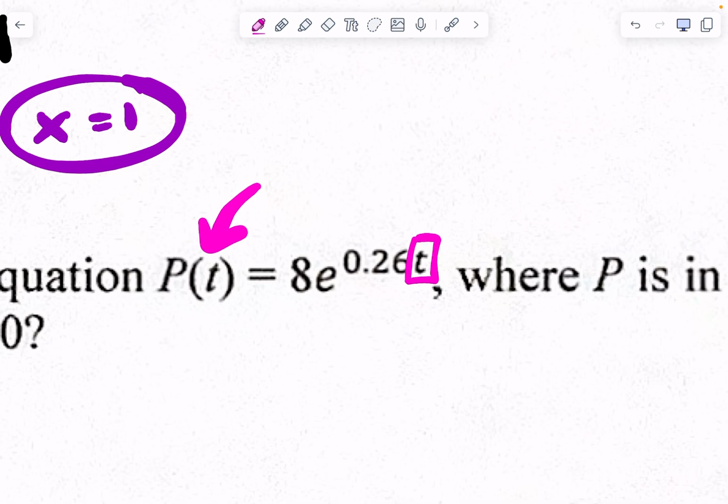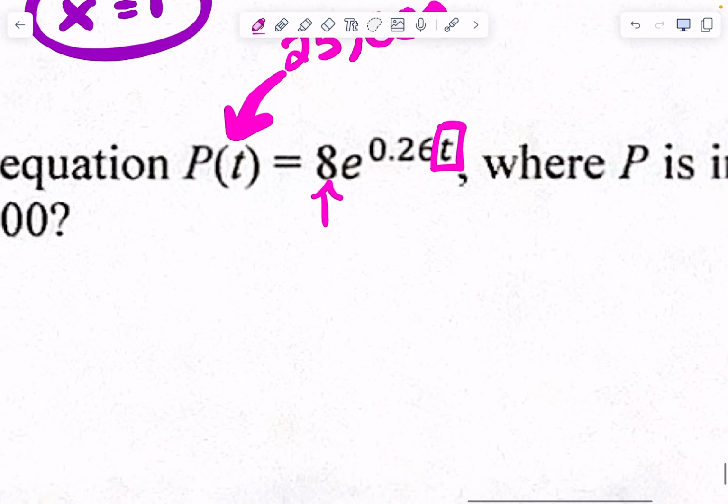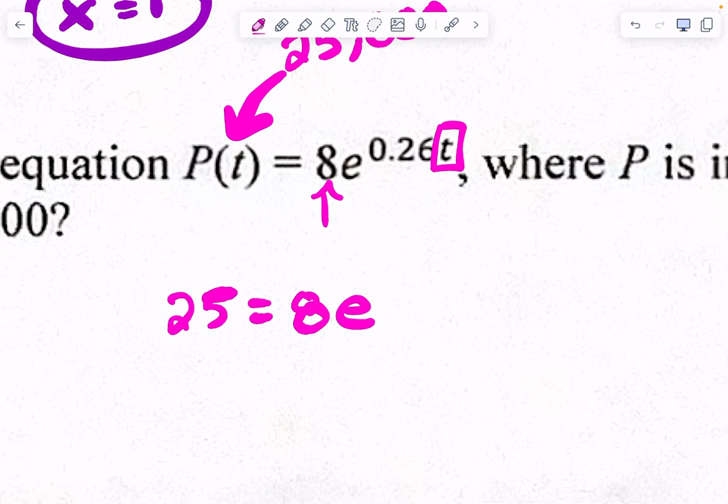P of T, what do you put in here for this guy? Put 25. If you put in 25,000, which is the number that they give you, you are wrong, because 8 is in thousands. So you just put in 25. Do you understand why that is? 8 is already in thousands. So you need to make sure you just put 25 and not 25,000.